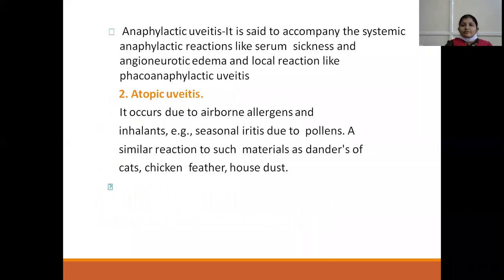So what is phacoanaphylactic uveitis? Here the lens particles which are leaking from the lens capsule act as a foreign body and lead to an autoimmune reaction. And next, coming to atopic uveitis. It occurs due to airborne allergens and inhalants like pollens which cause seasonal iritis. A similar reaction is seen with danders of cats, chicken feathers, and house dust.